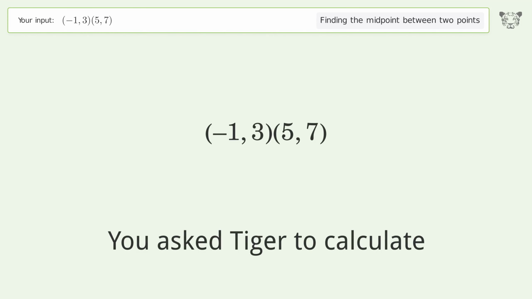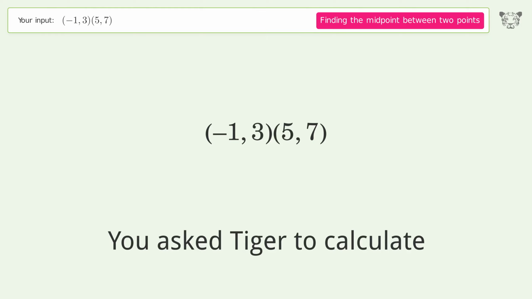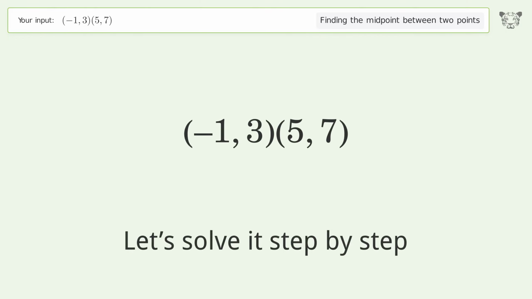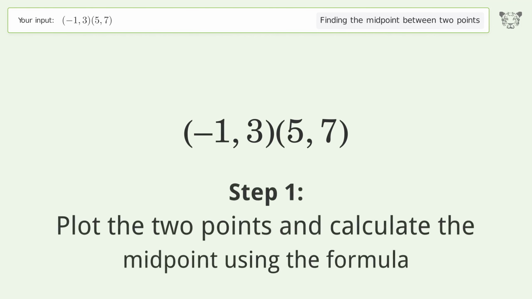You ask Tiger to calculate. This deals with finding the midpoint between 2 points. The midpoint between the 2 points is 2, 5. Let's solve it step by step. Plot the 2 points and calculate the midpoint using the formula.